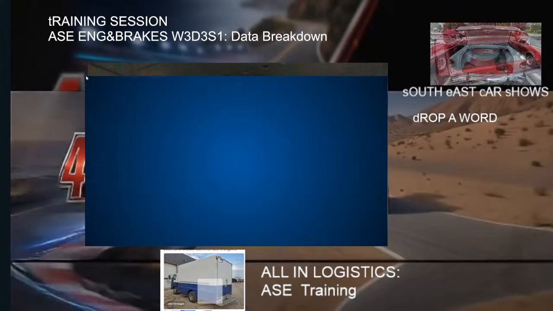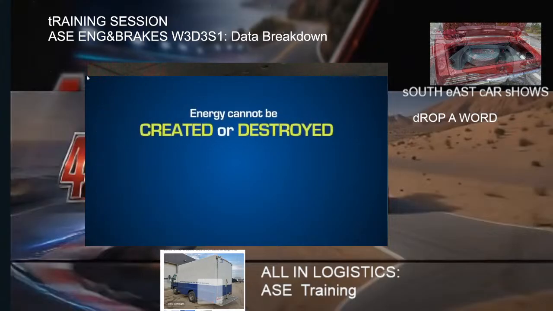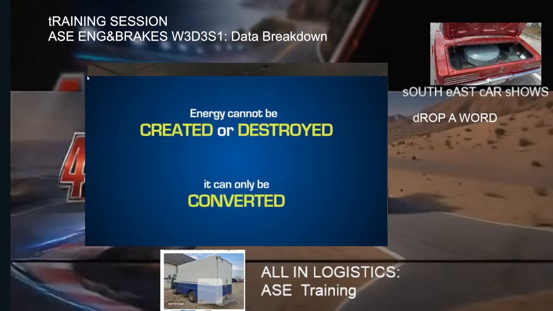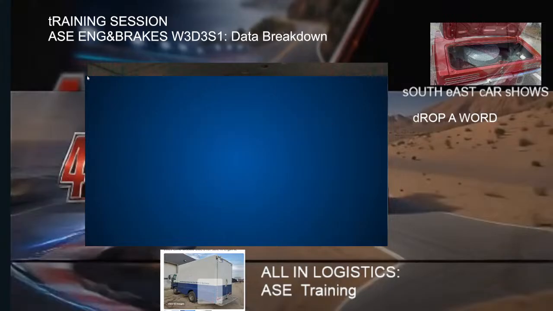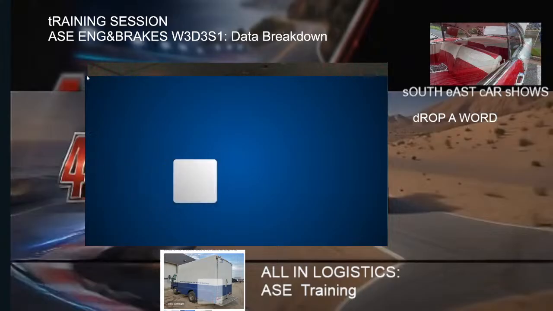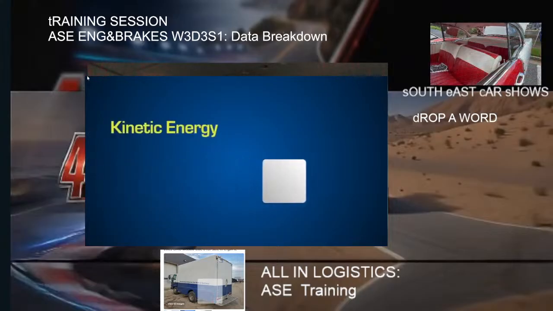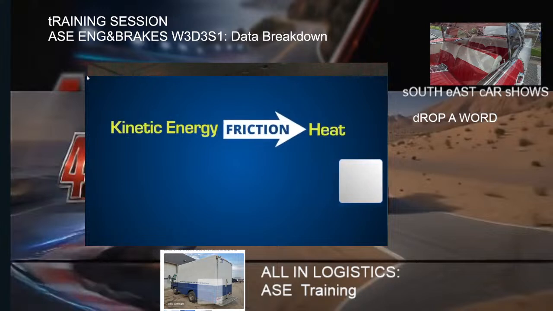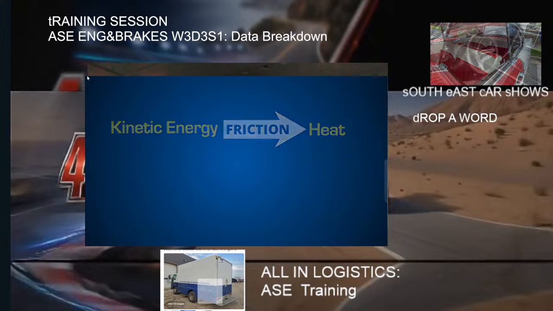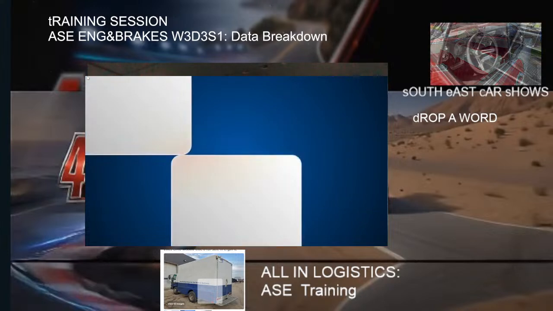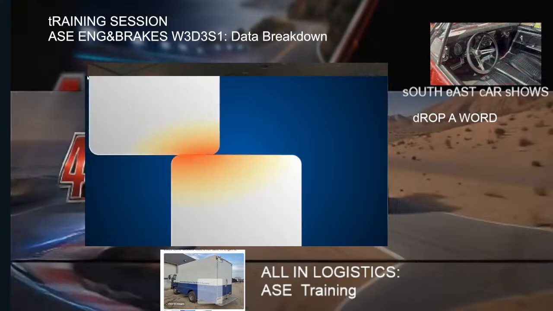Now, it's important to note that energy cannot be created or destroyed. It can only be converted from one form into another. So, how do we slow our moving block once it's in motion? Well, we can convert its kinetic energy to heat using friction. But what is friction? Friction is the resistance an object experiences when one surface moves against another.